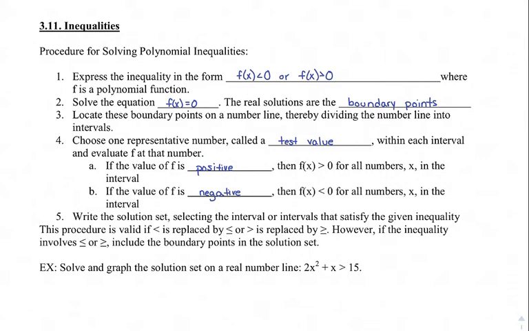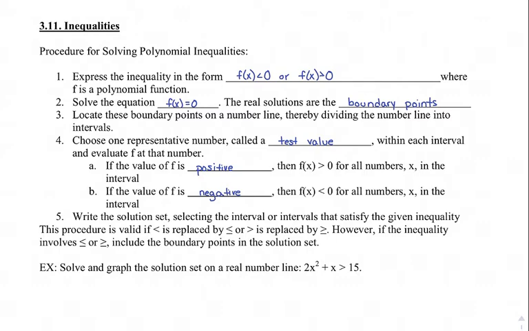So, last video of chapter 3, and we're going to talk about inequalities. We're going to graph these on a number line and then figure out what intervals are in the solution set. First thing we're going to do is move all the numbers over to one side, so either the function is less than 0 or the function is greater than 0. Then we're going to change that less than or greater than sign to an equals sign, and we're going to solve for the x values.